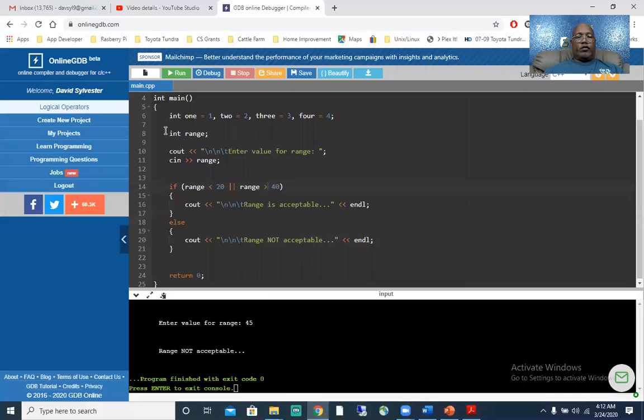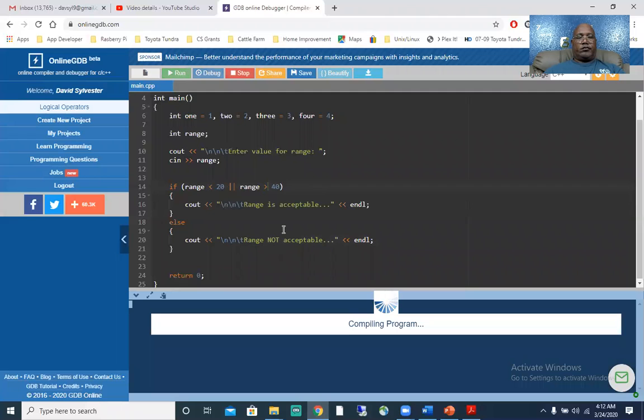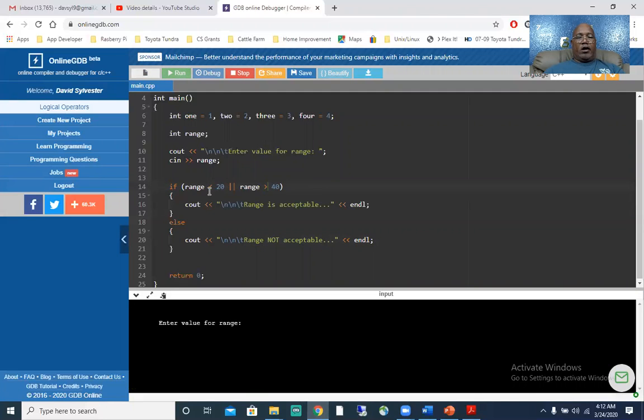All right. So, is range less than, oh, that's right. If this range is less than 20, 33 less than 20, that would be false, all right? If 33 greater than 40, that would be false. Let me run this. Right. And if it was less than or greater than, now I'd have to change this. Let me go back. I won't run it. I'll stop it.